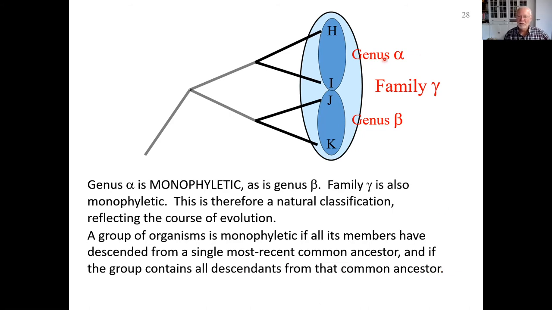Okay, genus Alpha, its most recent common ancestor is here. Species H and species I have descended from that most recent common ancestor. Genus Alpha contains only species which have descended from that most recent common ancestor. So genus Alpha is monophyletic. The same argument applies to genus Beta. Species J and K descended from this most recent common ancestor. Family Gamma, all of the species within it have descended from this most recent common ancestor, further back in the tree. All of these are monophyletic.